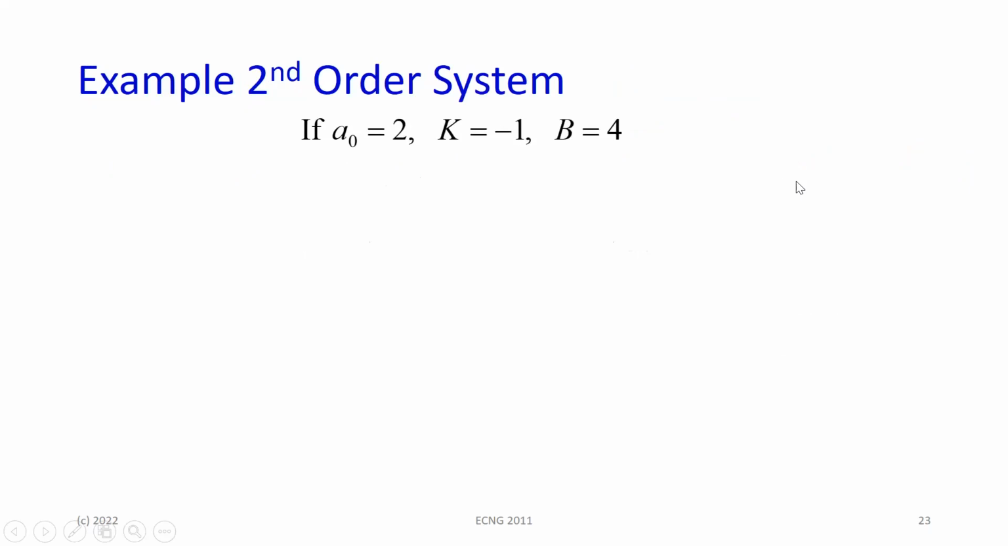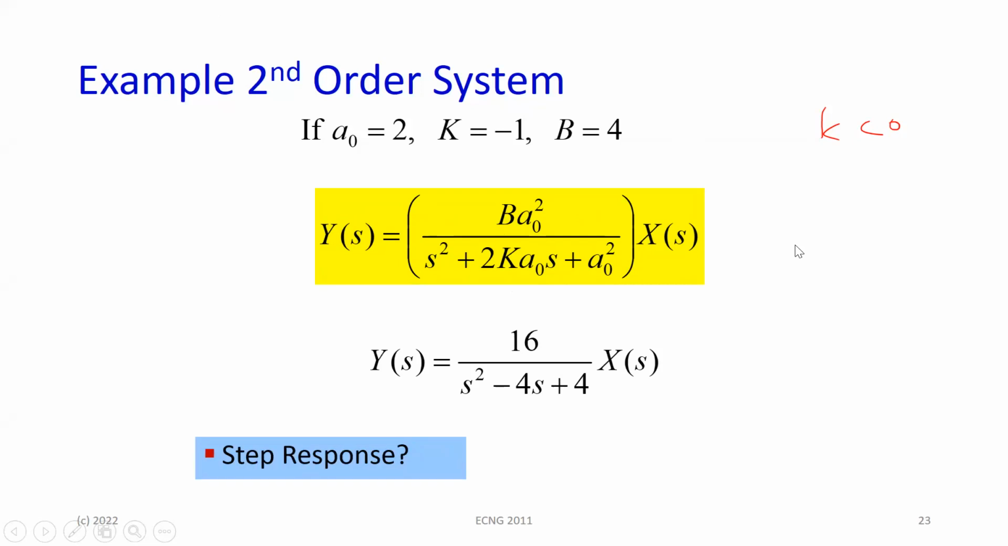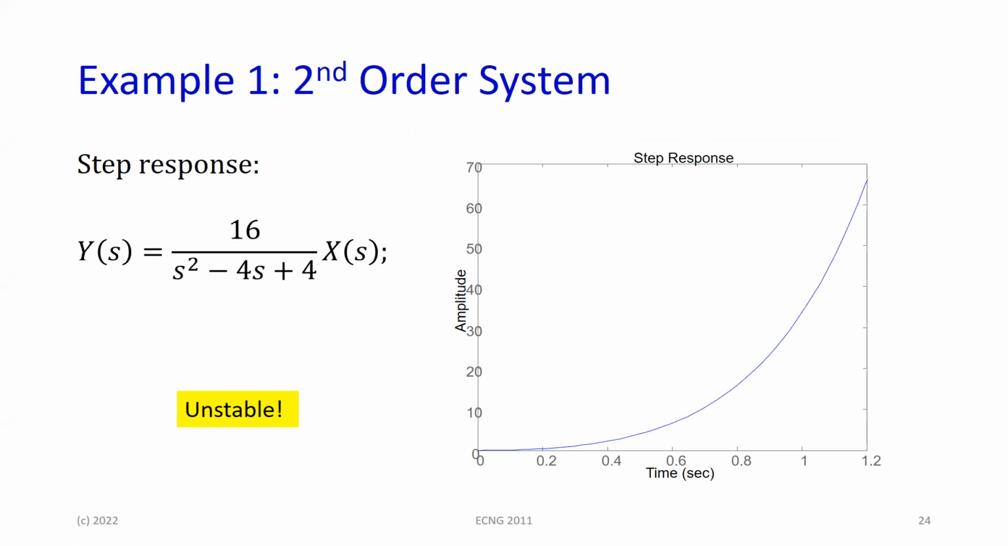So let's stick in here. You have the slide, so you could work it back out. I'm making k equal to -1. We already said if k is less than 0, the system is supposed to be unstable. So plug these values inside of here: make A0 2, B equal to 4, K equal to -1. The step response X(s) is 1 over s. So if you do that and you plot it, notice that this system is unstable.